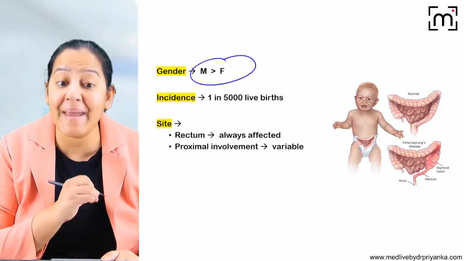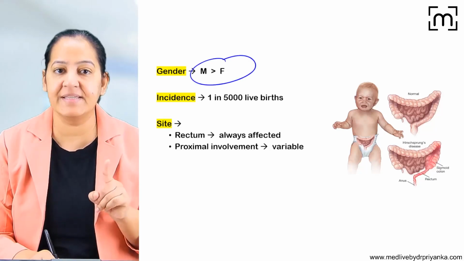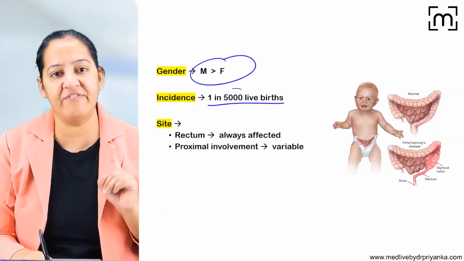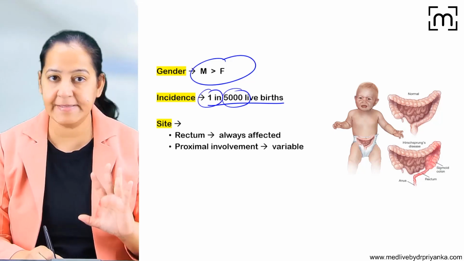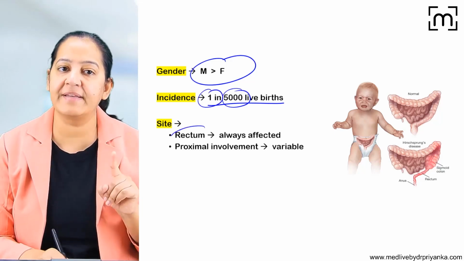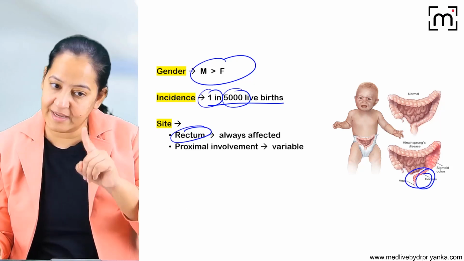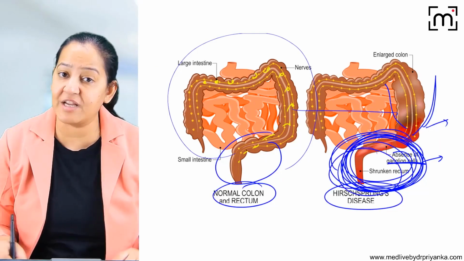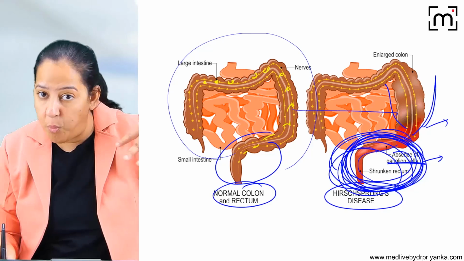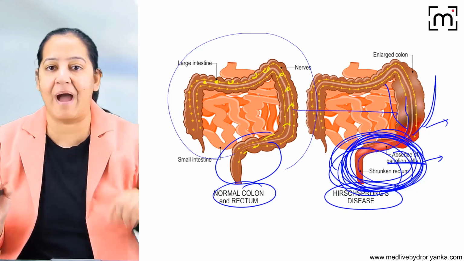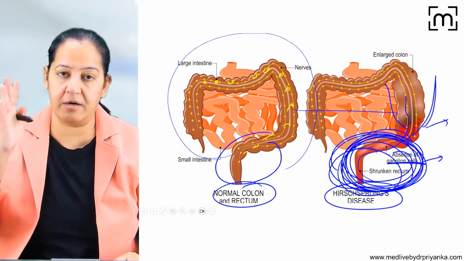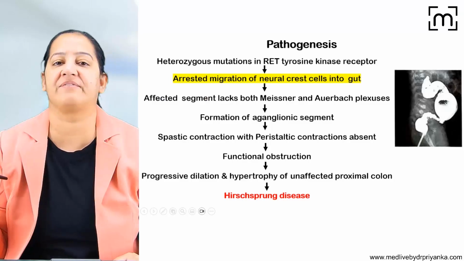It is more common in males as compared to females, and the incidence is 1 in 5,000 live births. Every 5,000 live births, one is Hirschsprung disease. Most commonly, it affects the rectum. As I told you, the rectum is always affected. Proximal involvement is variable, but by default, the rectum is always affected. Up to what length the colon is involved going backward can be variable, but the rectum is always affected.